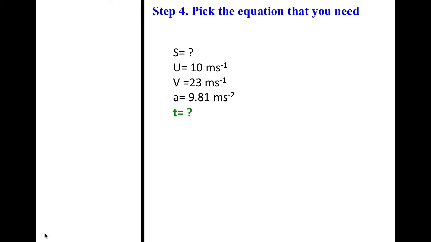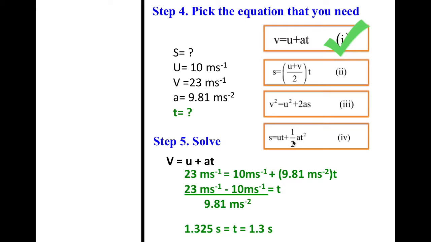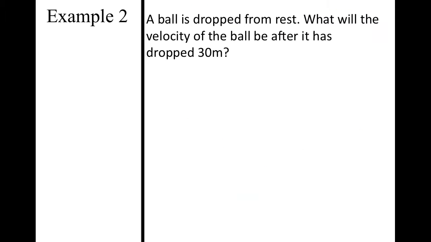Step 4 is to pick the equation that you need. Here are our variables that we know, and we want to choose something that will have U, V, A, T. Let's look over here. And it is this equation here. All you need to do is plug in everything, and when you do that, you should get an answer of t equals 1.325 seconds or 1.3 seconds.